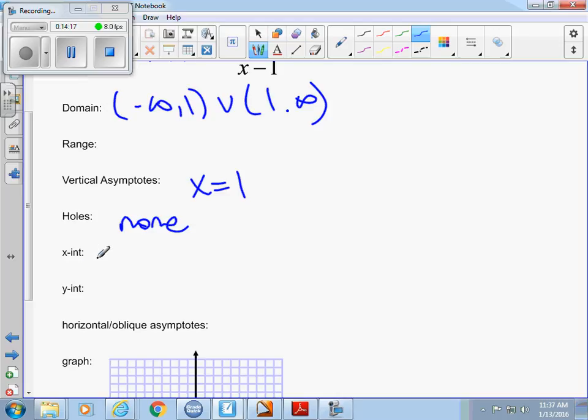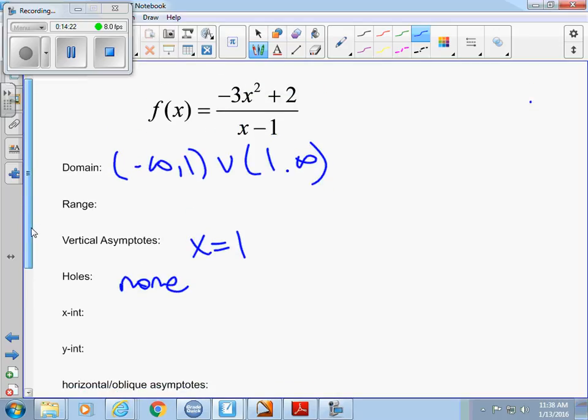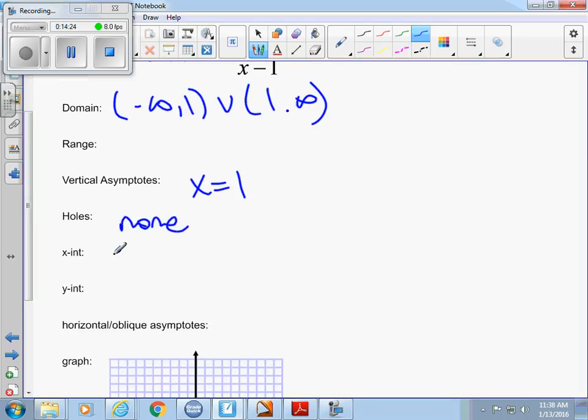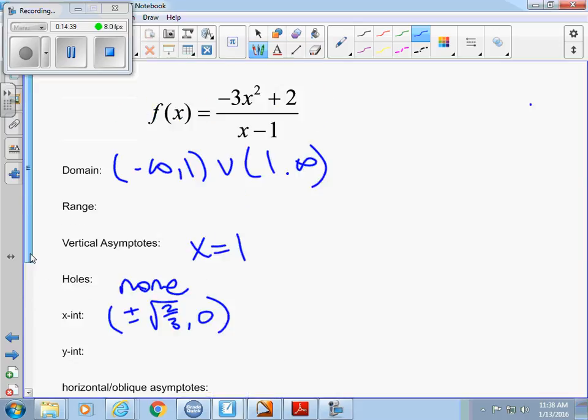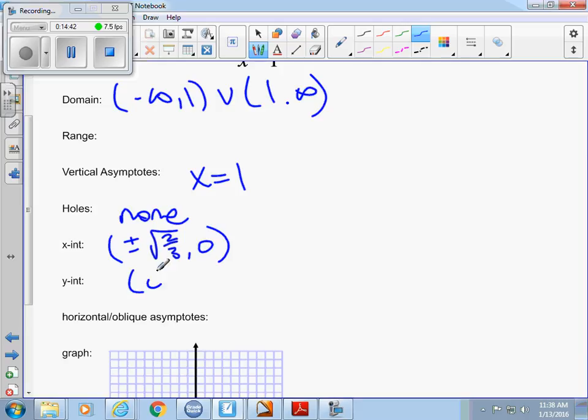Okay, so the x-intercepts, just because you could have done this one by hand, I'm going to go ahead and write those as plus or minus the square root of 2/3. But we learned that that was negative 0.8 something and positive 0.8 something. Y-intercept, negative 2. What kind of asymptote? Well, the numerator is bigger than the denominator, so there is no horizontal asymptote, right?